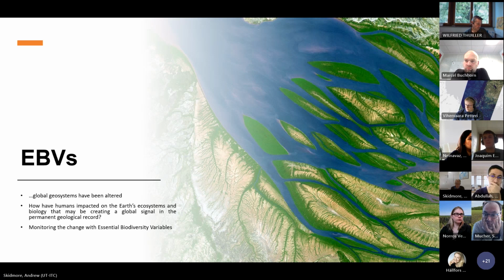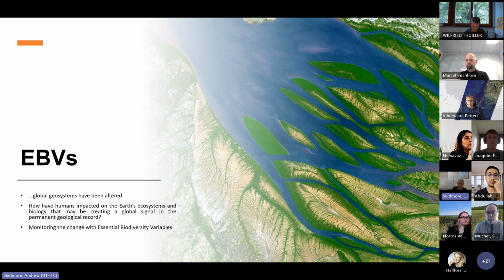And the idea is that humans are altering the landscape of the Earth so much that this will become impacted into the geological record. So in a few million years' time, people would be able to see, oh yes, there was definitely an impact of humans. But this has actually got a very long-term view on it as well, EBVs.